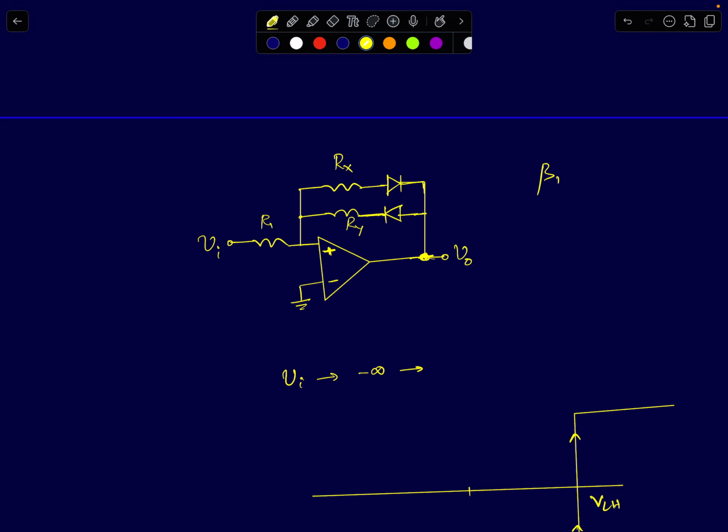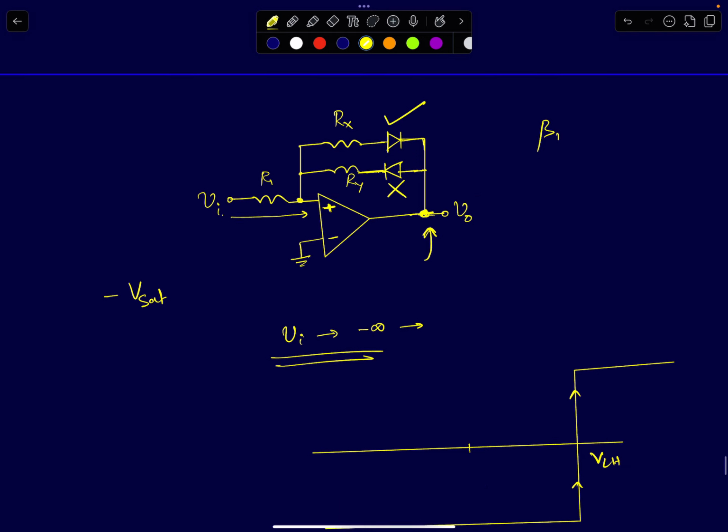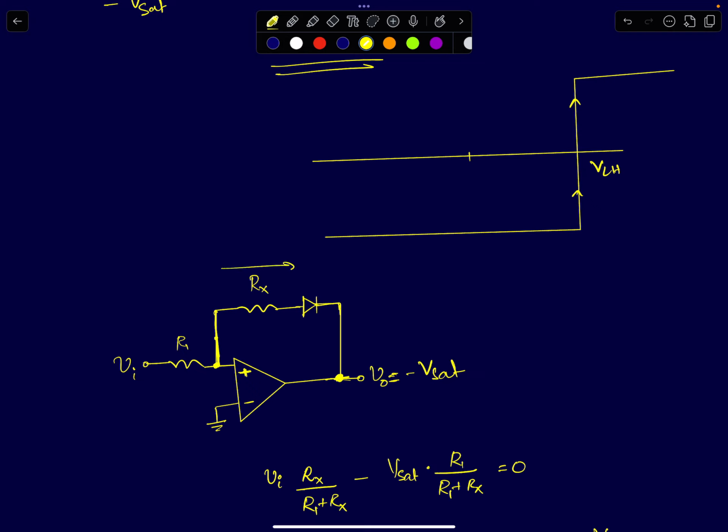Now that we have analyzed that circuit in detail, I'll quickly analyze this. Always start with a huge negative voltage. I have written minus infinity here, but you can assume Vi is minus VSAT. If Vi is minus VSAT, this is going to the non-inverting terminal voltage, so you can see that the output voltage will go to minus VSAT as well. If your output voltage is at minus VSAT, this diode will be turned off and this diode will turn on. So the path which will be active will be through Rx.